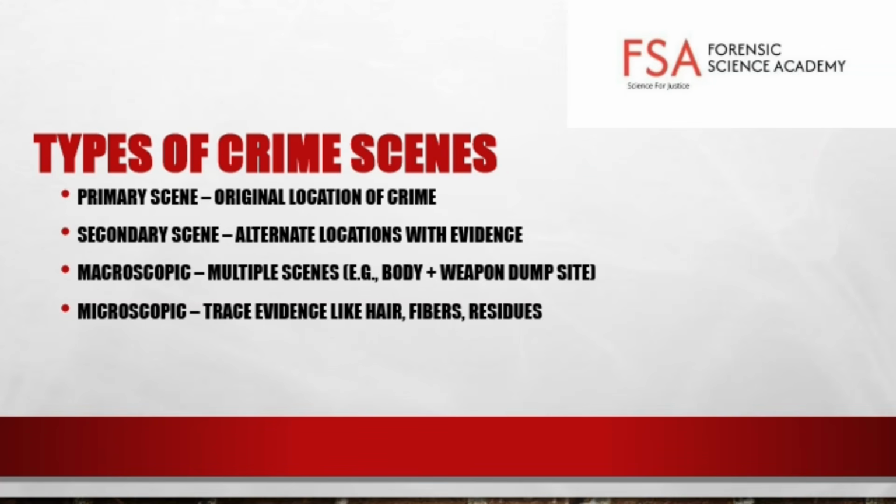Types of crime scene. There are several categories: primary scene, secondary scene, microscopic scene, and macroscopic scene. First one is the primary scene, where the crime directly occurs, such as a house where a murder took place. And next is the secondary scene, a linked location like vehicles or disposal areas. For example, if a body is dumped in a river, the dump spot is secondary.